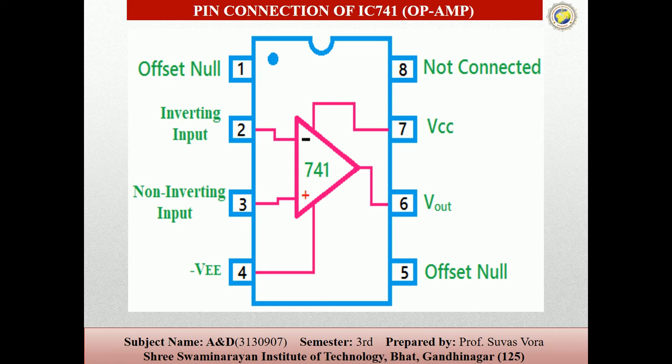So the IC needs dual power supplies. You can see pin number 7 is for the VCC supply, and pin number 4 is the negative supply. The output is taken from pin number 6. Pin number 3 is the non-inverting input, and pin number 2 is the inverting input. Pins number 1 and 5 are used for the offset null connections. So these are the pin configurations of the op-amp.